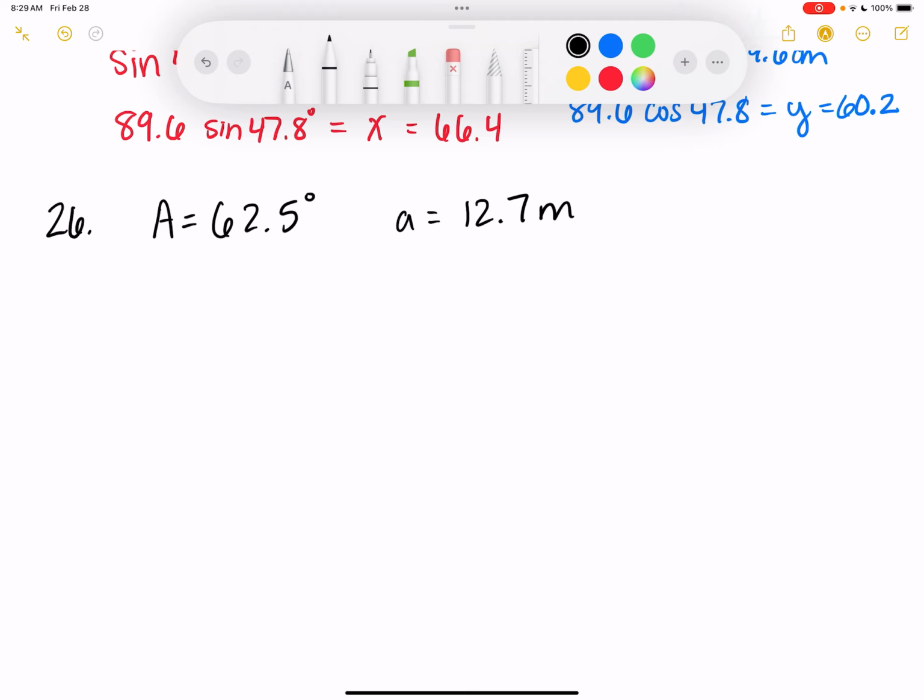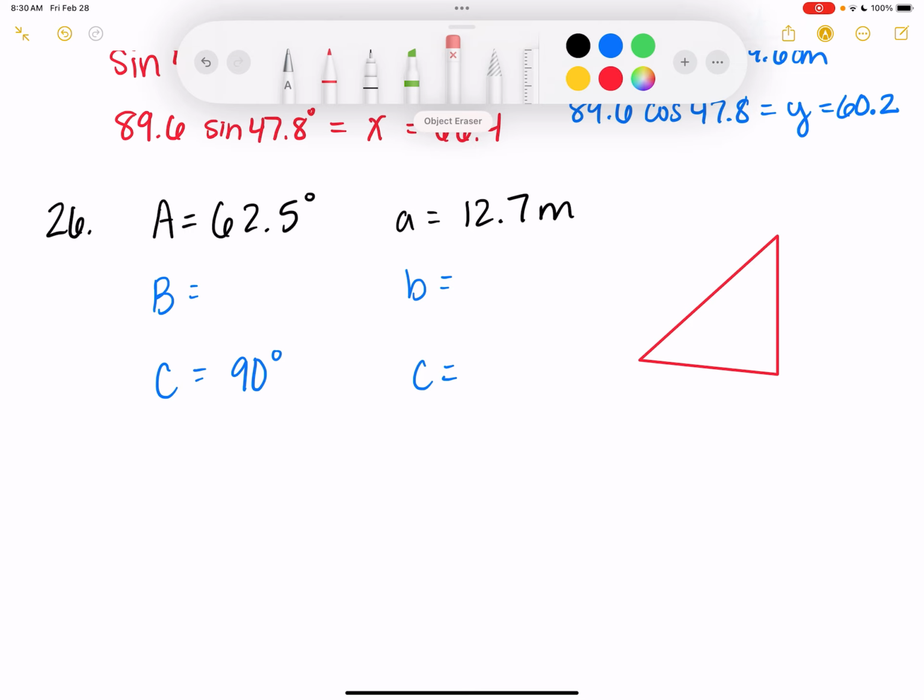So I'm going to be looking for angle B. Angle C I automatically know is 90 degrees because they're right triangles. And then side B and side C. So I like to start out with a picture of my right triangle. It's a crooked right triangle. Still a crooked right triangle. What is happening? Better.